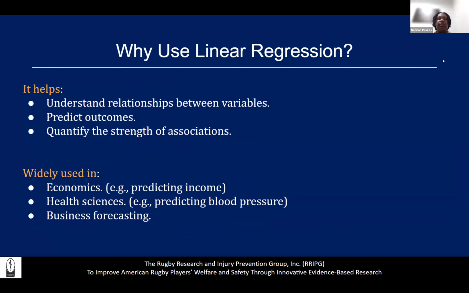So why should we use linear regression? Well, mostly because it helps understand relationships between variables, it helps predict outcomes, and it quantifies the strength of associations. Linear regression has a lot of applications, and it's most widely used in economics for predicting income, health sciences for predicting blood pressure, and business for forecasting and predicting business goals.